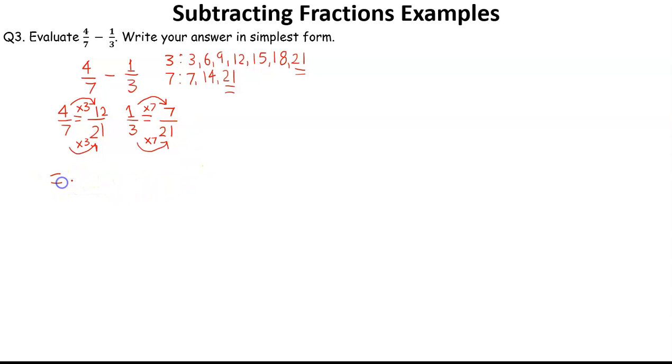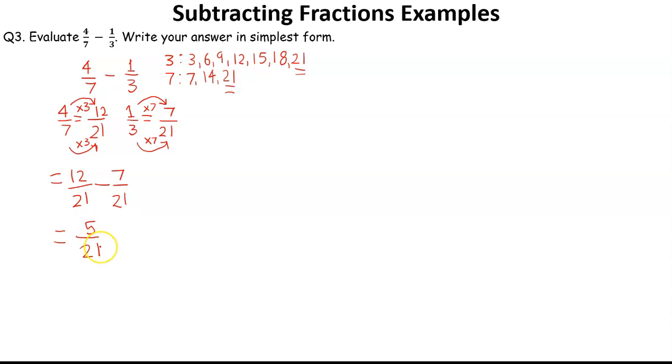Just put my little equal sign in. I've got 12 over 21, subtract 7 over 21. I needed to get a common denominator, and I've done that. So these are equivalent fractions that now have a common denominator. I know in my answer that my denominator is going to remain the same, 21. 12 minus 7, or take away 7, is 5.